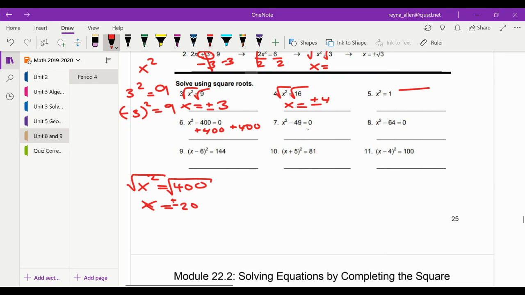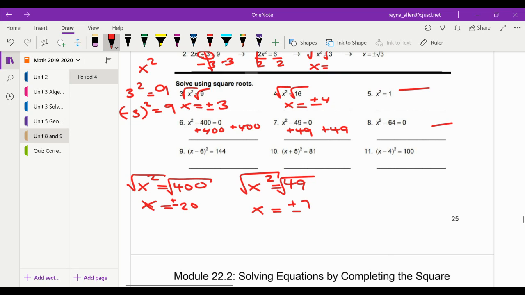Okay, the next one, add 49 to both sides, and we get x squared equals 49. Take the square root. We get x equals plus or minus what? 7. Good. Again, practice problem.